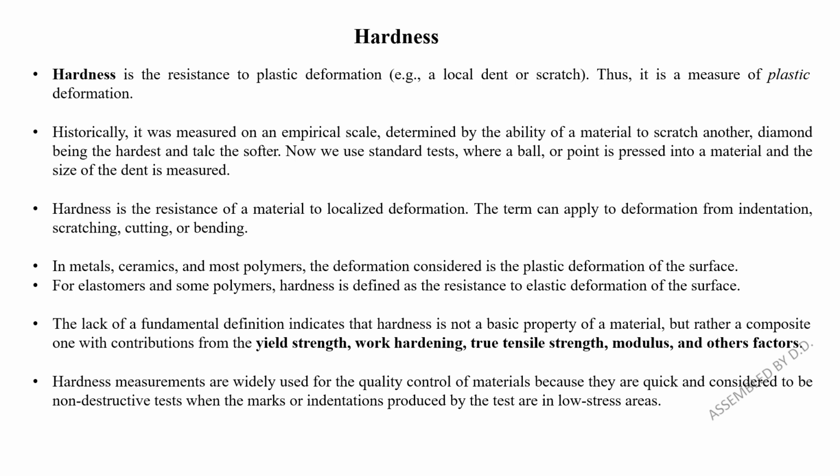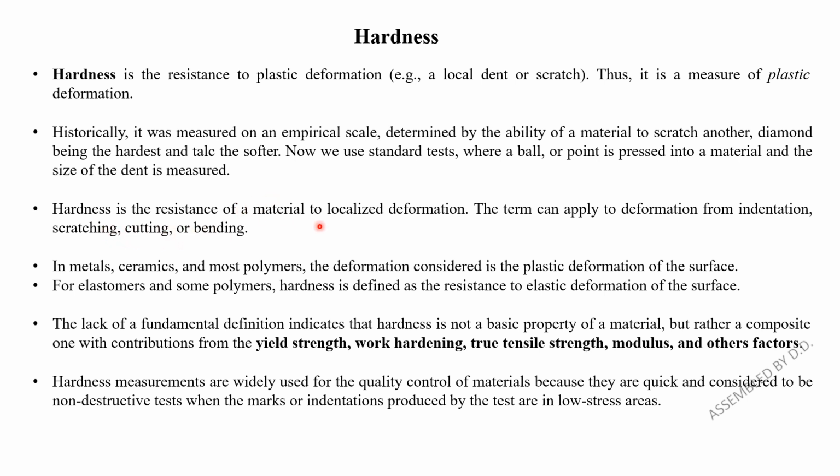Then the next property is hardness. Hardness is the resistance to plastic deformation. Therefore, it is a measure of plastic deformation. Historically, it was measured on an empirical scale determined by the ability of a material to scratch another, with diamond being the hardest and talc the softest. Now we use a standard test where a ball or point is pressed into a material and the size of the dent is measured.